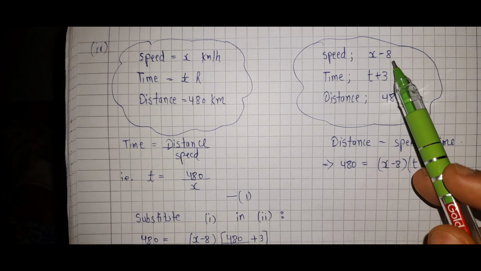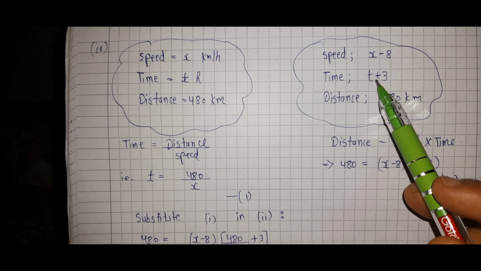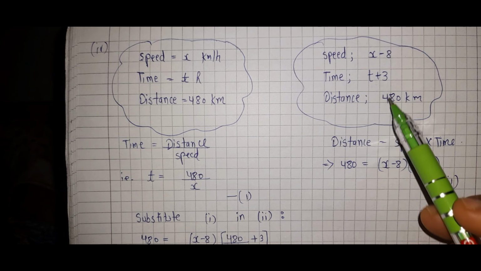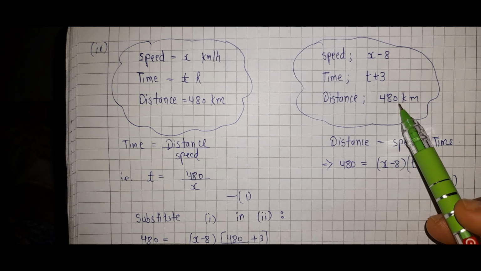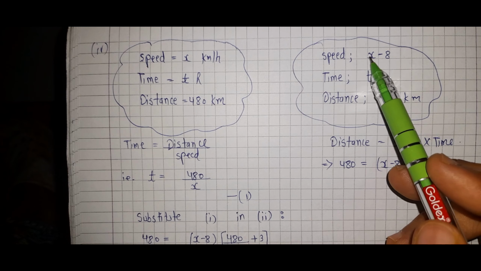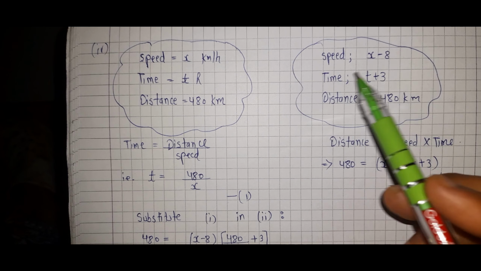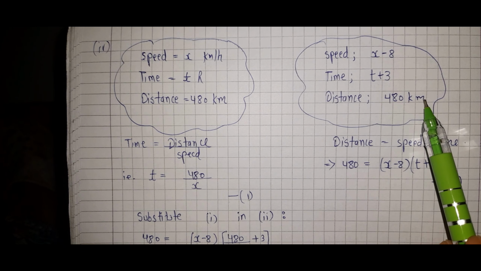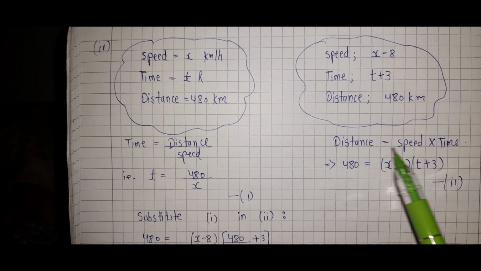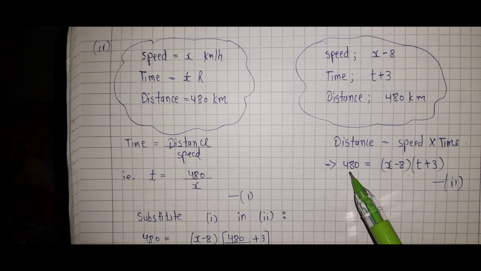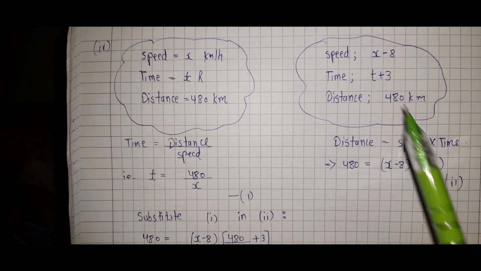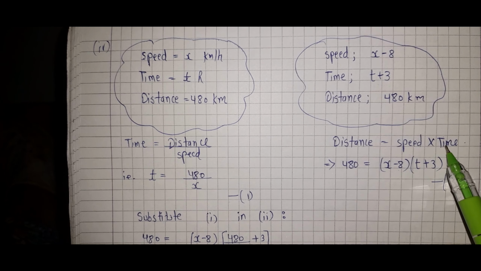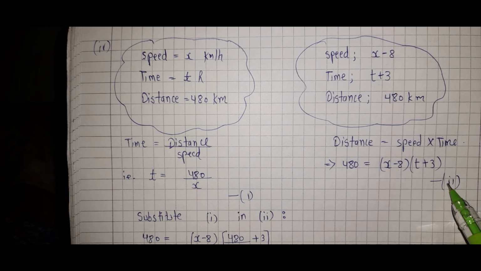Now, when speed is 8 km less, it will take 3 hours more to cover the same distance, that is 480 km. So in the second case, speed is x minus 8 km per hour, time is t plus 3 hours, and the distance is 480 km. Since distance equals speed into time, we will have distance 480, speed x minus 8, time t plus 3. This is our second equation.